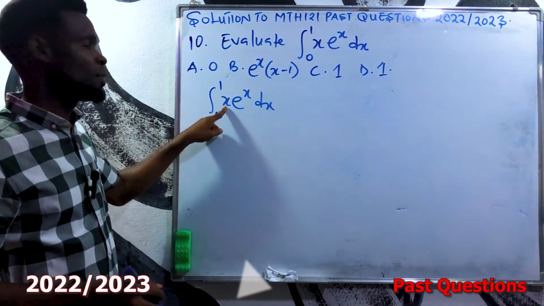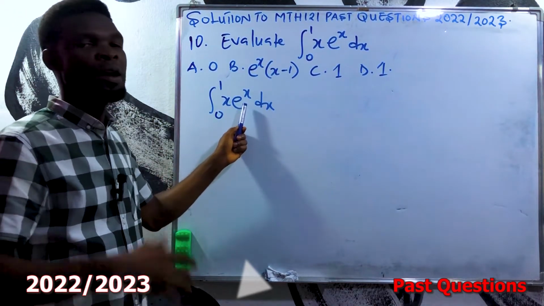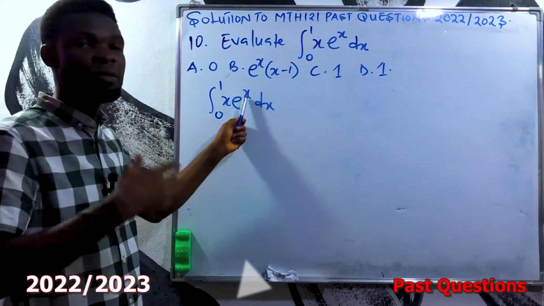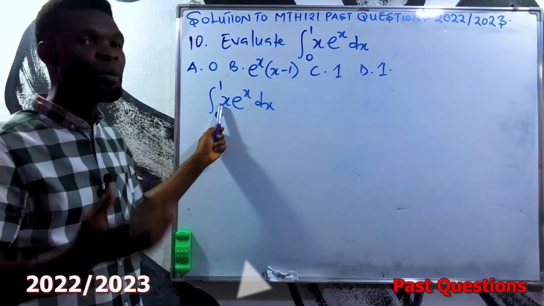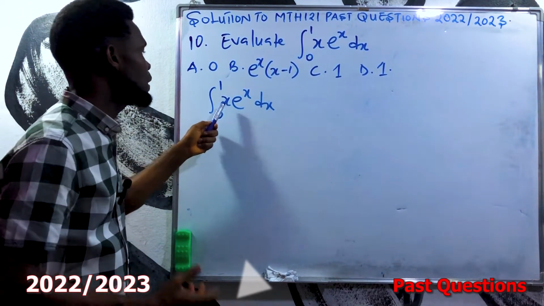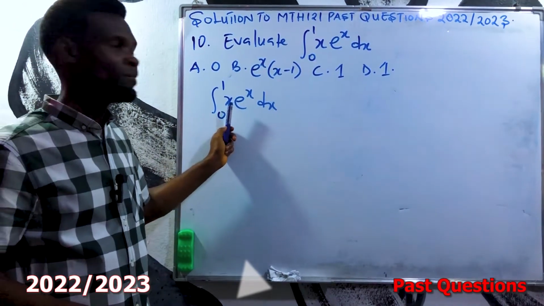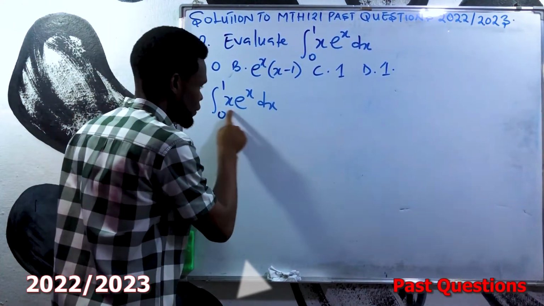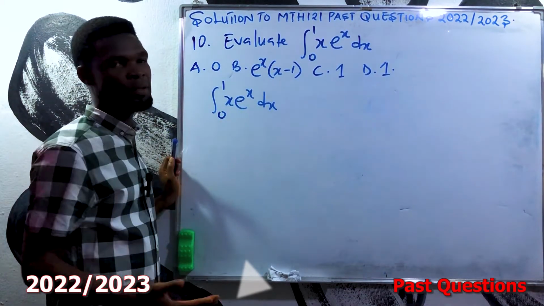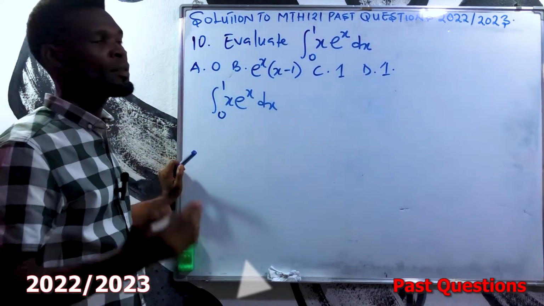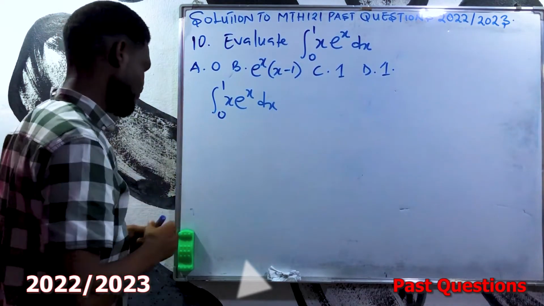Now let's differentiate x. The derivative of x is 1. It cannot give you exponential x. And also the derivative of exponential x is still exponential x, which is not x. That means that I cannot differentiate any term here or any integrand to get the other one. So since it is a product, then that means I'm going to integrate this by parts.